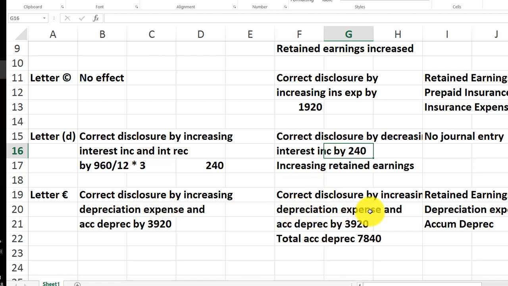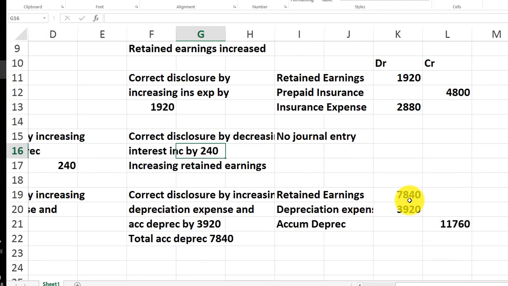In 2017, depreciation expense is affected. Accumulated depreciation now totals 7840. Okay, so we need to increase that. Remember that this correction doesn't carry over, so in this year we're going to have to increase accumulated depreciation, increase depreciation expense, and deal with retained earnings to make it balance. And then finally, in the third year, now that we missed three, we can catch up. And this is because the asset is still with us. We still haven't sold it.